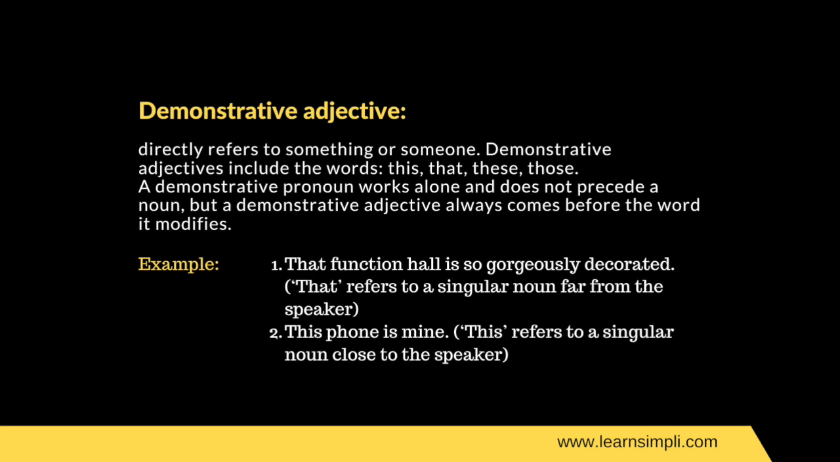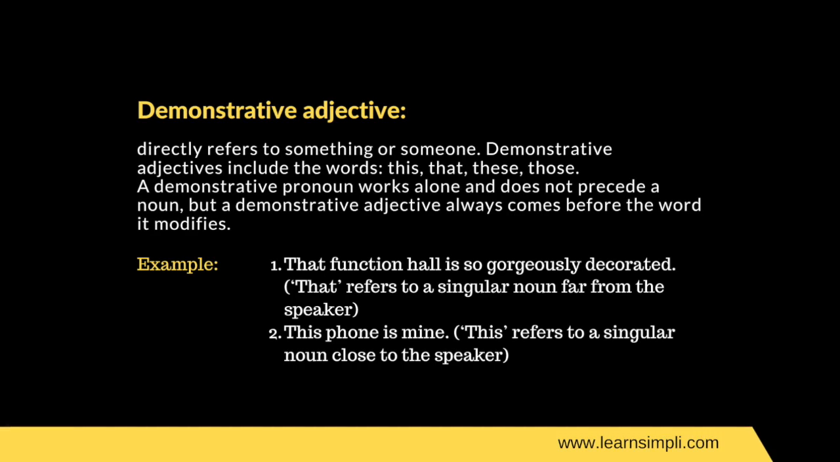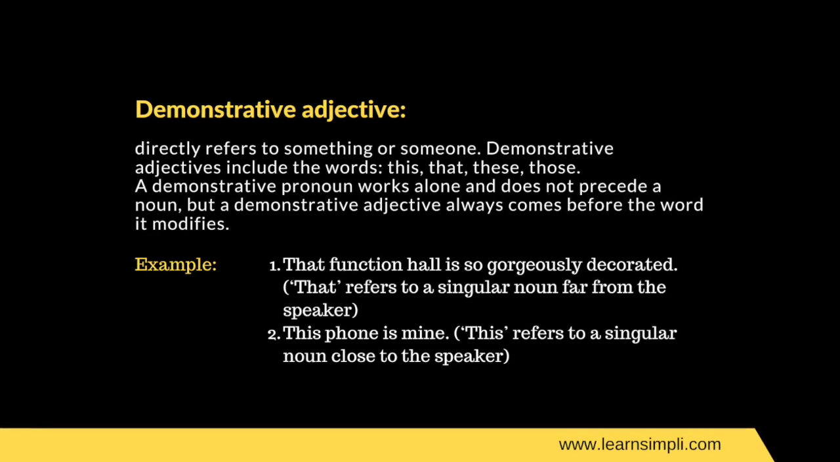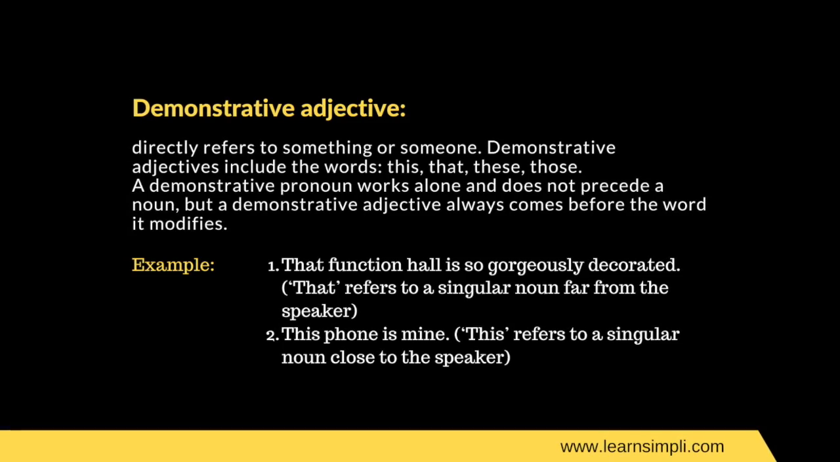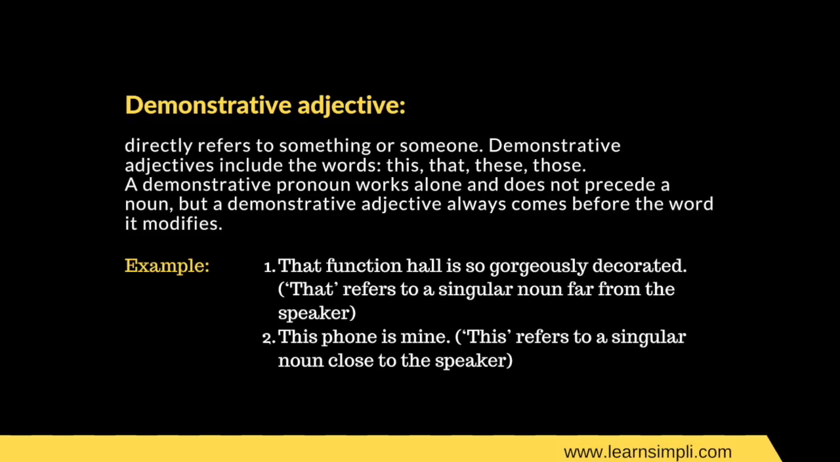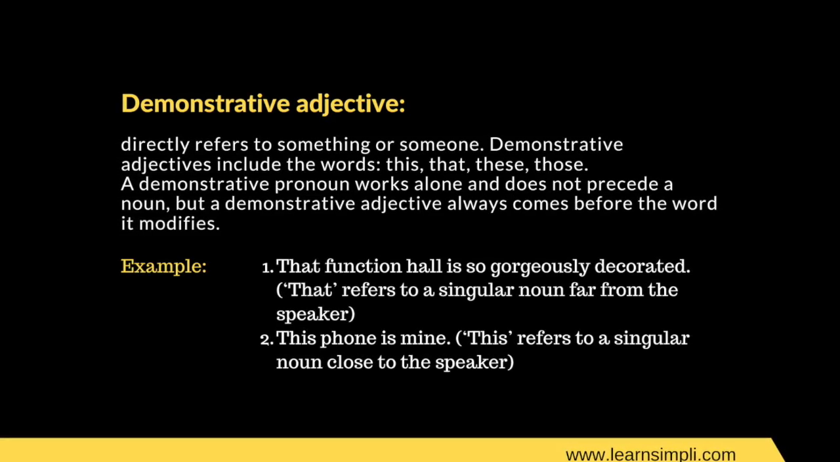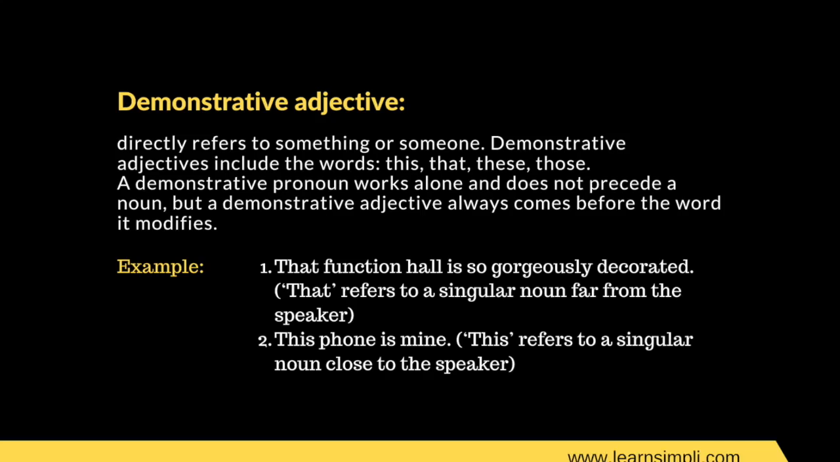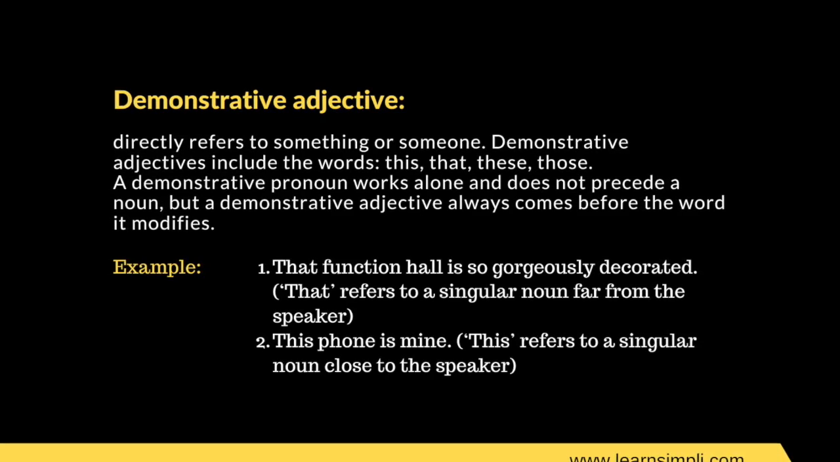A demonstrative adjective directly refers to something or someone. Demonstrative adjectives include the words this, that, these, those. A demonstrative pronoun works alone and does not precede a noun. But a demonstrative adjective always comes before the word it modifies.